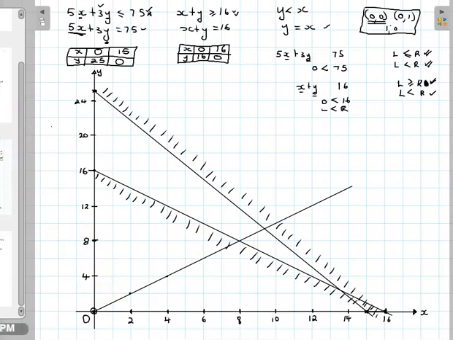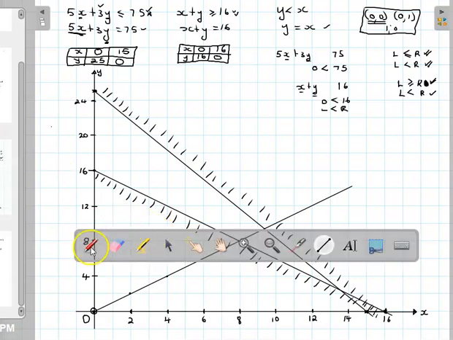Now this line passes through 0, 0, so we cannot use 0, 0 in this case, because it will give us equal to and we can't decide. So we can use the point 1, 0. It's very obvious, it's clear, there it is. This is 1, 0. Now we use 1, 0 and we can see on which side of the line it is. So once we use 1, 0, we will know.